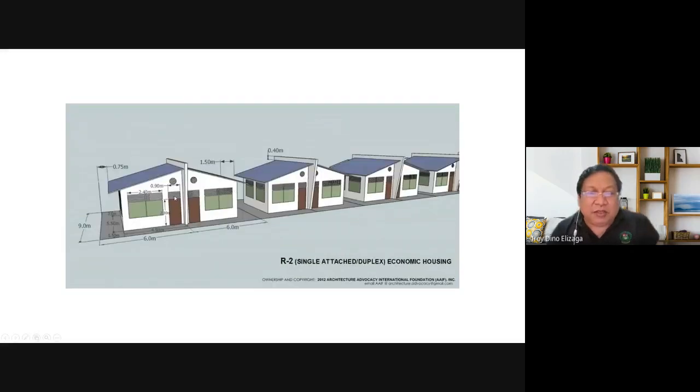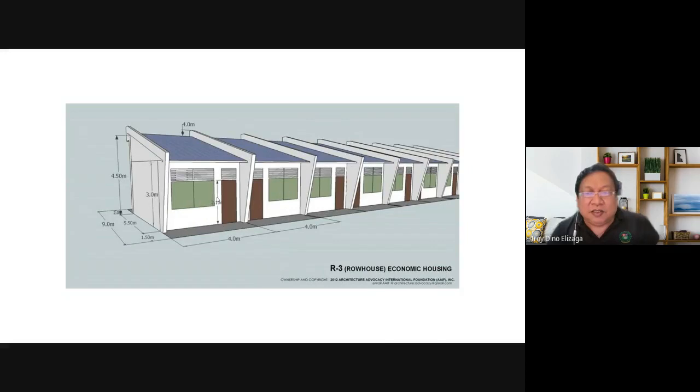This is how a duplex would look. If this other half is facing that way, the same as this, it's now called a single attached. So this is how a row house would look, because afterwards someone was asking what it means. But please note that in your plate, you're supposed to design a two-story row house. Everything is two-story.